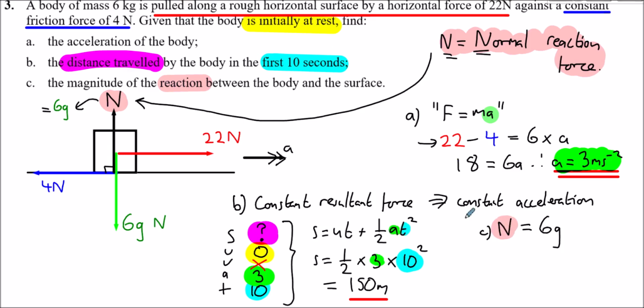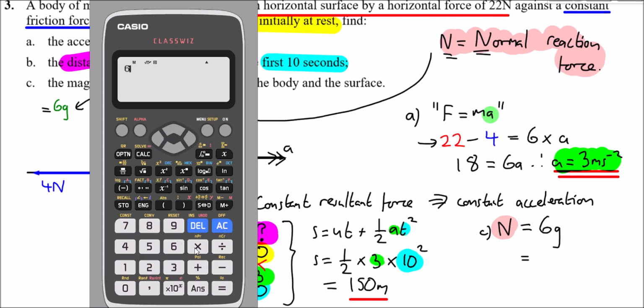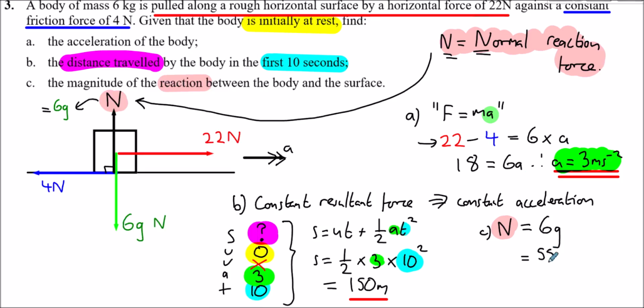So knowing that g is 9.8, we do 6 multiplied by 9.8, which gives 58.8 newtons, and we're done. So that's all there is to it really.